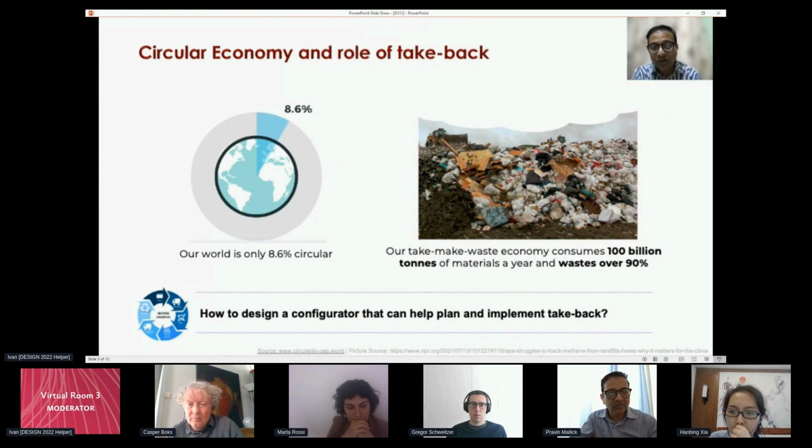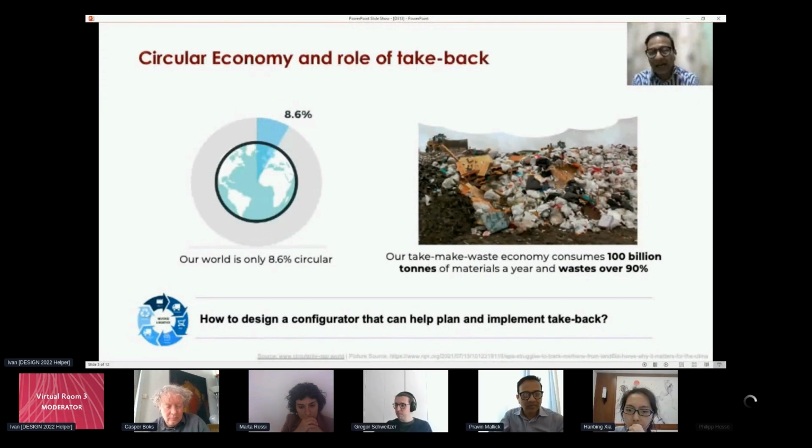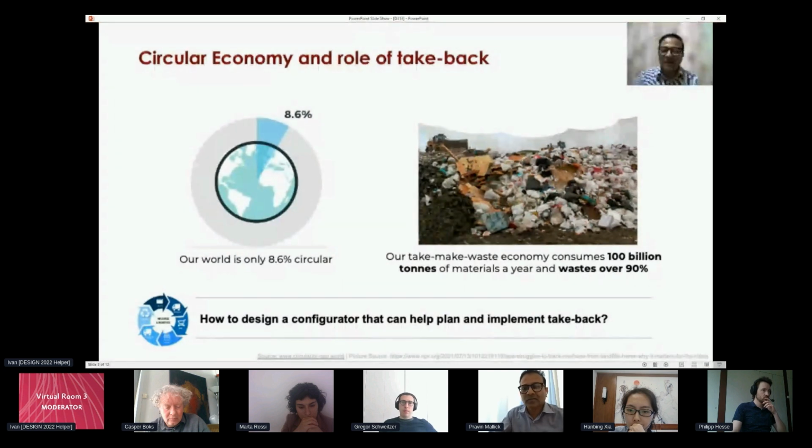Many studies have shown that even though companies today realize the importance of take back systems, they often face challenges in designing and implementing take back for many reasons, including a lack of knowledge and experience in take back practices and lack of skilled professionals in this field. And that's the reason why we embarked on this project to design a configurator for take back.